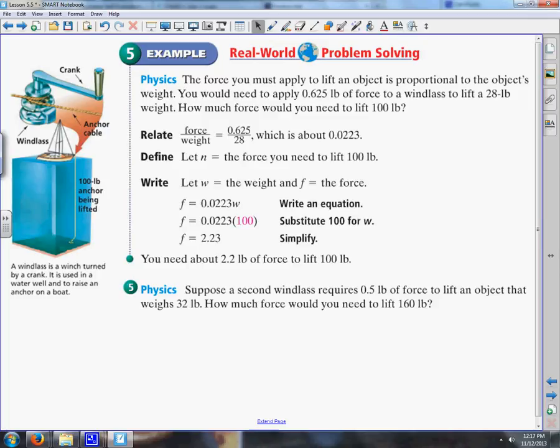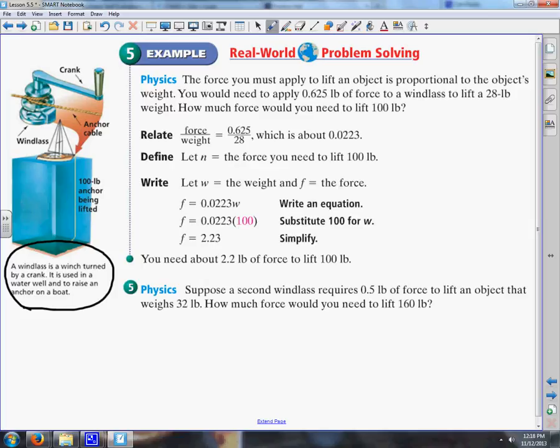So the force you must apply to lift an object is proportional to the object's weight. So this is what I was just talking about with the proportions. You would need to apply 0.625 pounds of force to a windlass to lift a 28-pound weight. So I don't know what a windlass is, but it tells me right here. It is a winch turned by a crank. It is used in a water well and to raise an anchor on a boat. Very interesting.